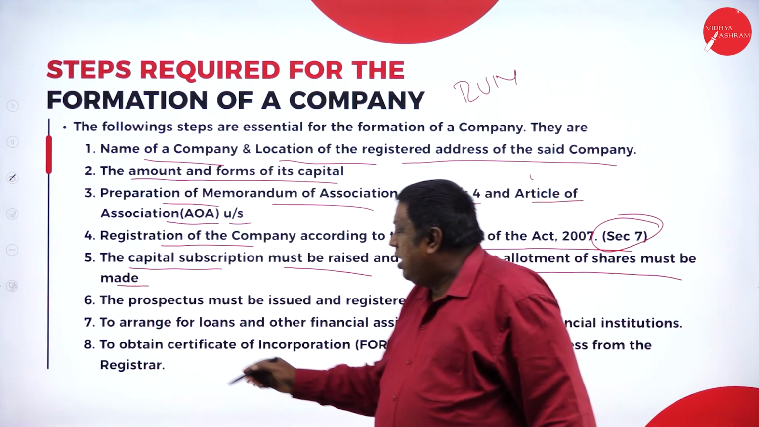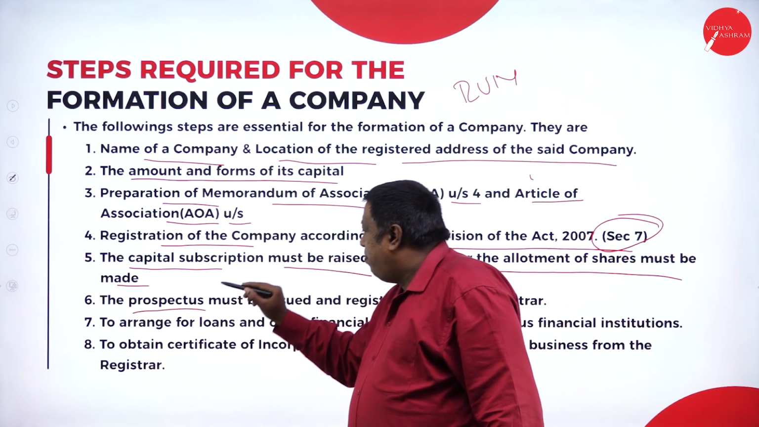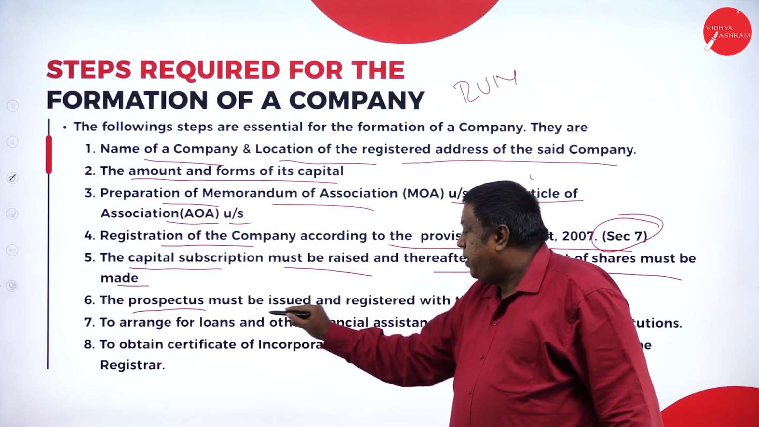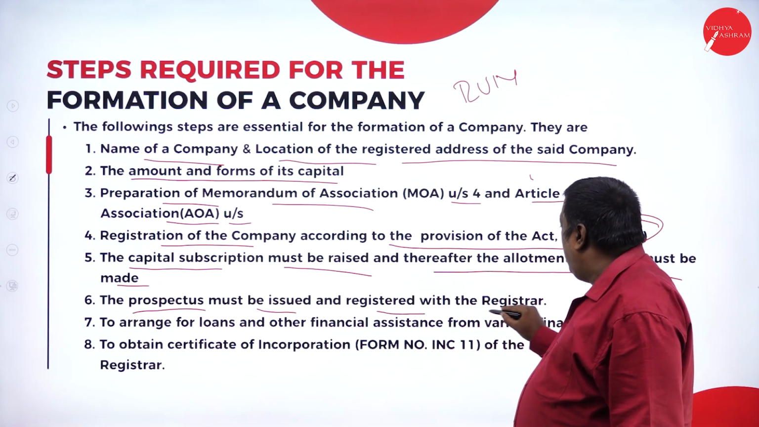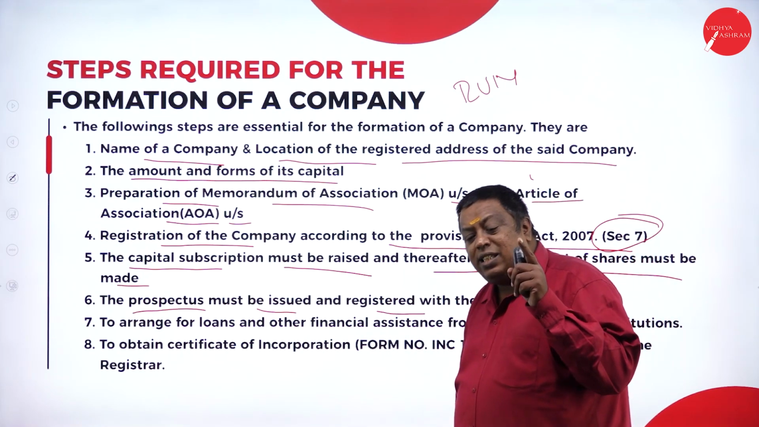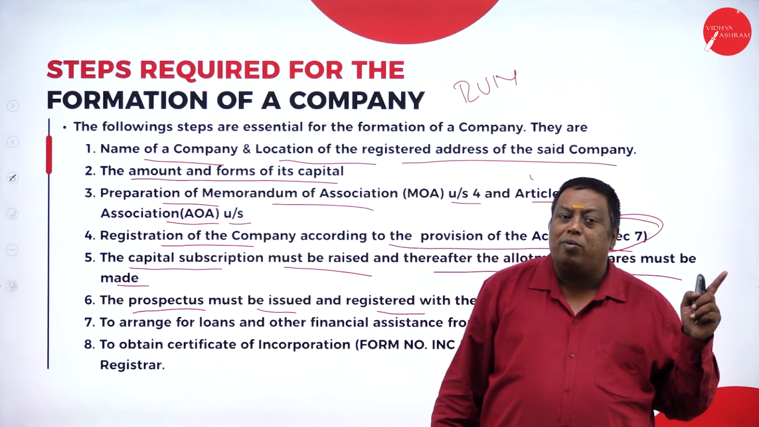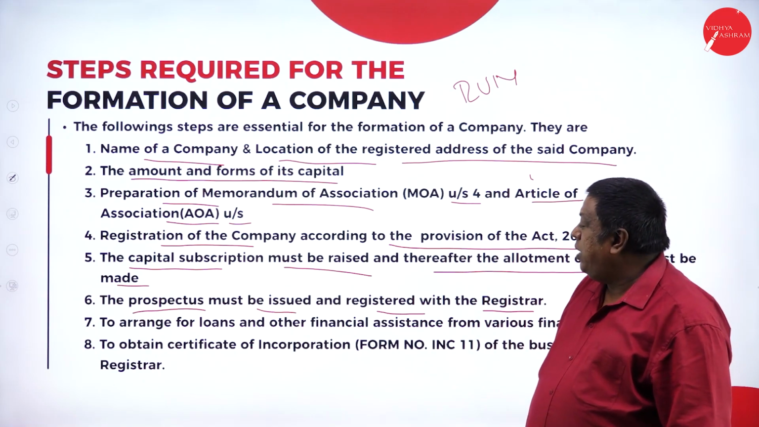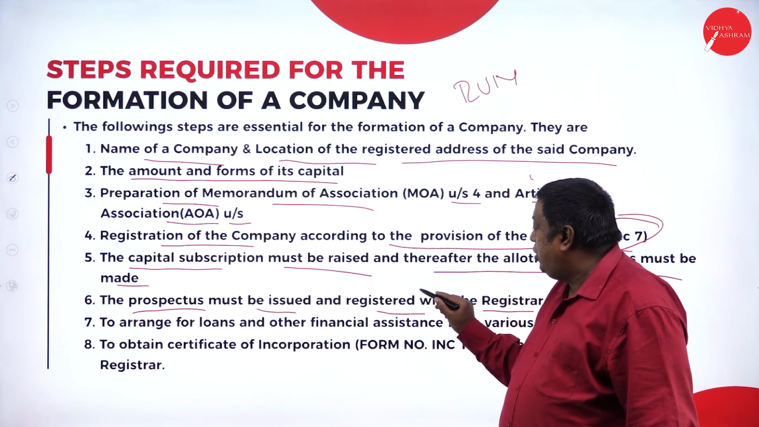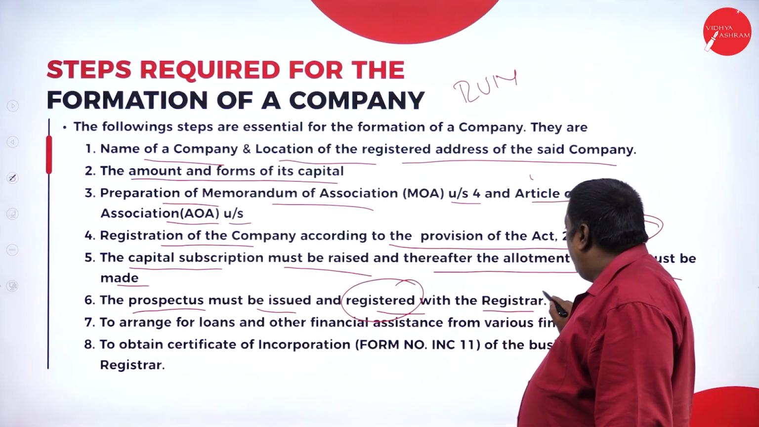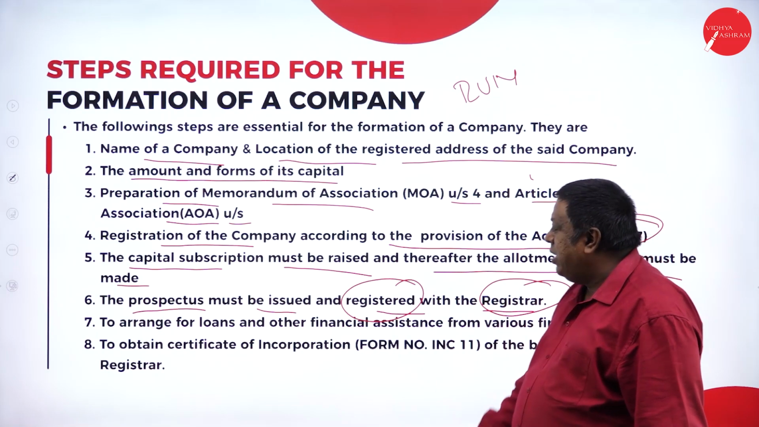The next document we require here, prospectus. Prospectus must be issued and registered with the ROC. Prospectus is a document which is issued only by the public company and not by the private company. That has to be issued and the same has to be registered with the ROC, Registrar of Companies.